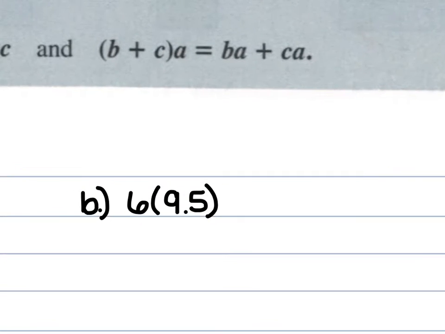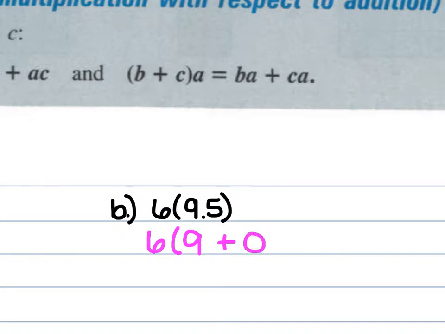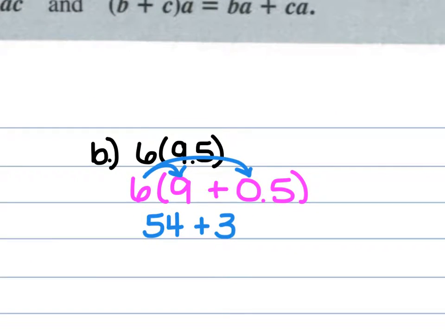If we look at example B, we have 6 times 9.5. So again, we can do 6 times 9 plus 0.5. So we're actually going to do 6 times 9, and then we're going to do 6 times 1/2. So 6 times 9 is 54, and then 6 times 1/2, or 0.5, is actually 3. 54 plus 3 gives us 57.